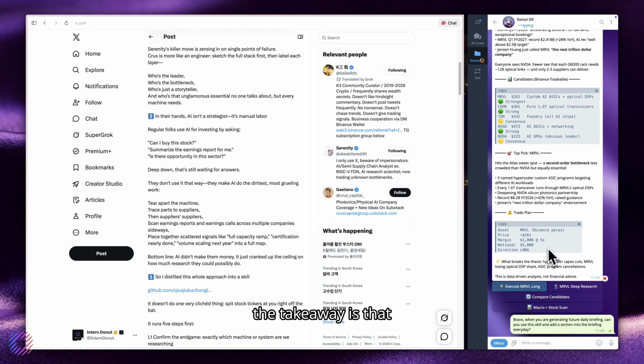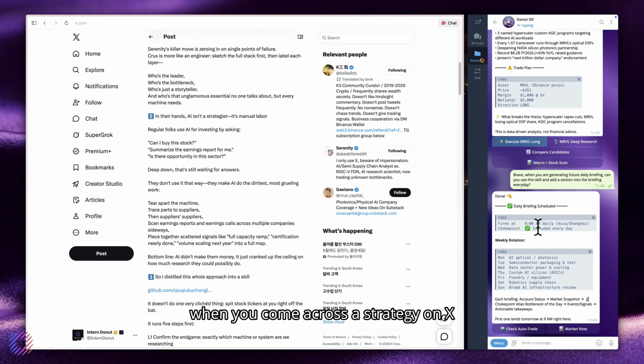The takeaway is that when you come across a strategy on X that looks interesting, you don't have to wonder if it's legit or spend hours reverse engineering it. Just drop the skill into D0 and let it do the heavy lifting. It adapts the methodology, validates against real data, and aligns it with your own trading style. That's the edge. Not more information, but better processing of the information already out there.